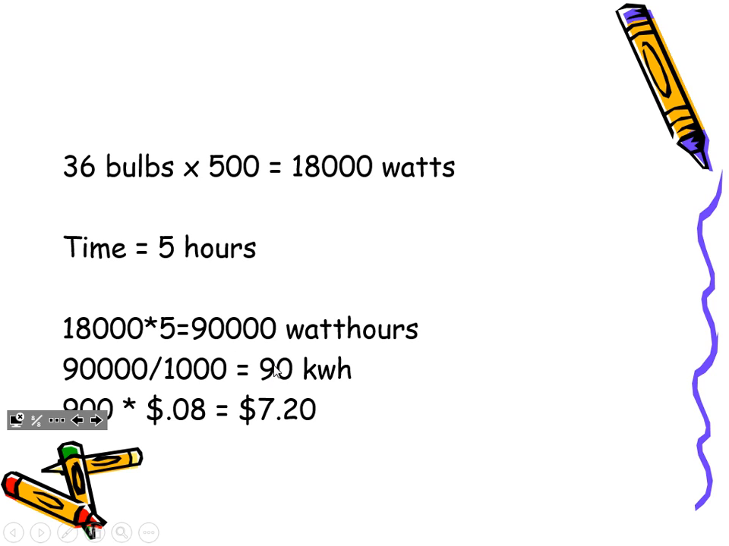90,000 divided by 1,000 means 90 kilowatt hours. We have a typo down here, so don't worry about this. 900 doesn't belong there. 90 kilowatt hours at 8 cents is $7.20. So $7.20 to run the lights that one evening.